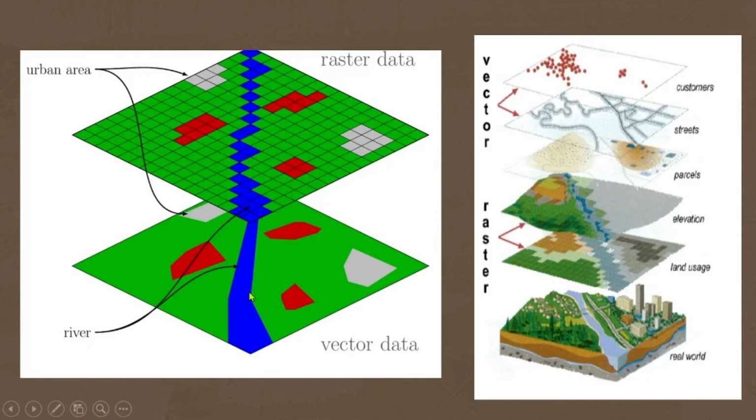Say lines are there, so this river is represented by a line, and roads can be represented by line, flyovers can be represented by line, so that is vector data. Then polygons: a garden is there, a lake is there, right? So those can be the vector data.